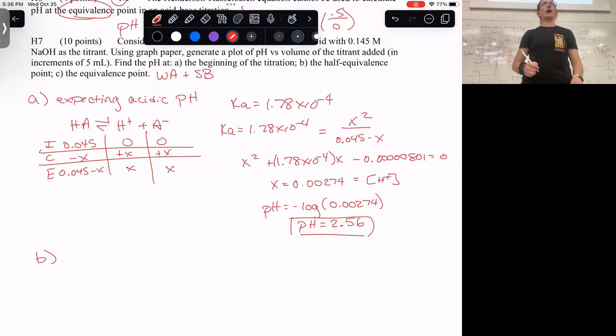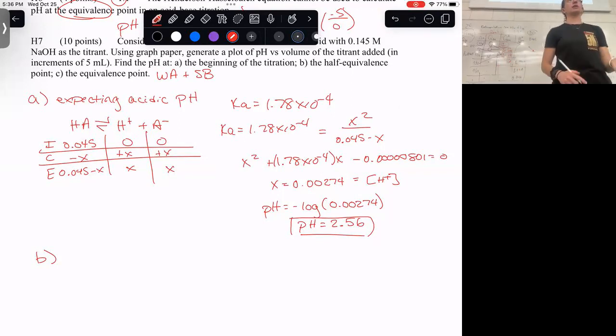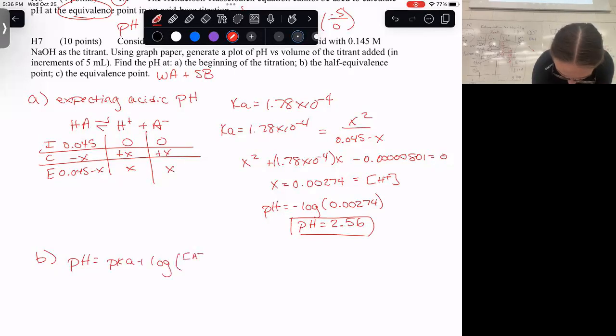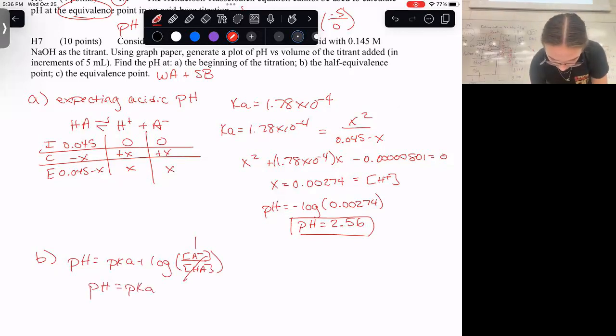We want to know the pH at the half equivalence point. What do we know about the pH at the half equivalence point? Yes, pH will be equal to pKa due to the Henderson-Hasselbalch equation. Right, and this is pH is equal to pKa plus the log of your concentration of base over your concentration of acid. At your half equivalence point, the concentration of base and acid are the same. So this turns into the log of 1, which makes pH equal to pKa.